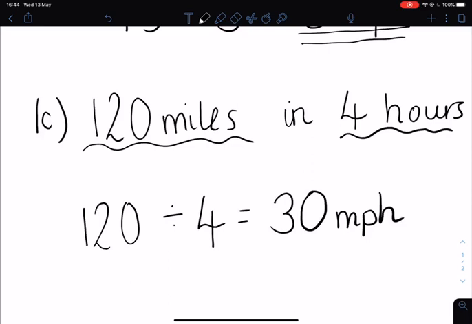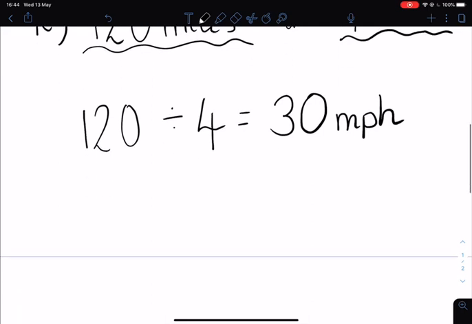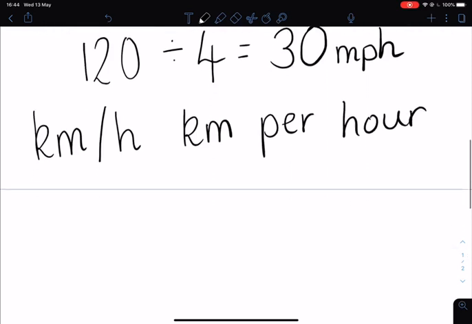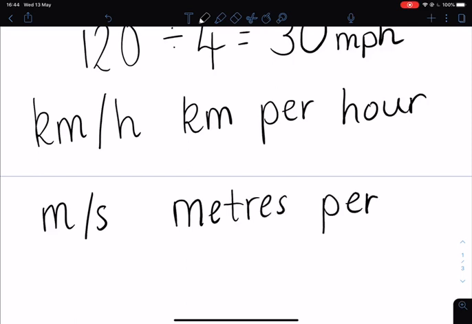Now, with these sorts of questions, we can get different types of measurement. So sometimes we might travel in kilometres per hour, which we would write as this. Or we might travel in metres per second. Okay? So for question 1D on exercise 14A, it asks how fast they were going if they travel 300 metres in 10 seconds. You do the exact same thing, but you would record it as metres per second.